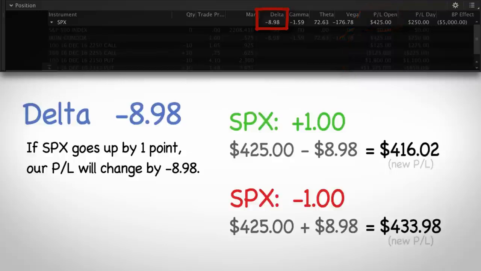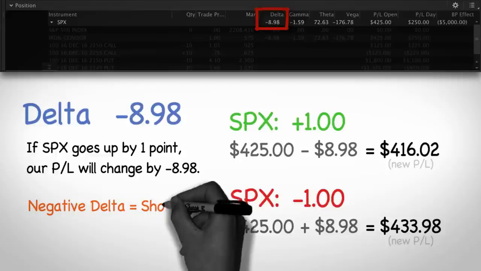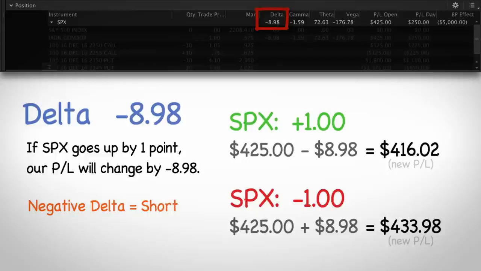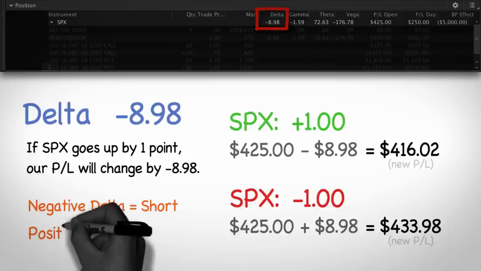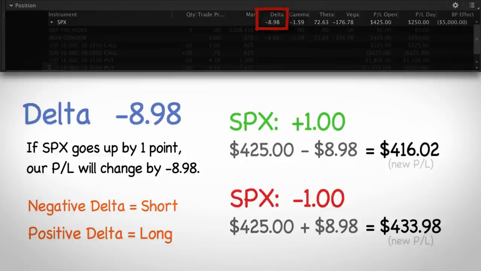And that's one cool thing about viewing the delta of our position is that it tells us if we are long or short the underlying stock. In this case, our delta is negative, so we are short SPX and we want the underlying market to go down. So a negative delta indicates that you are short the underlying market and want it to go down, and a positive delta would indicate that we are long the underlying market and would benefit from the price going higher.